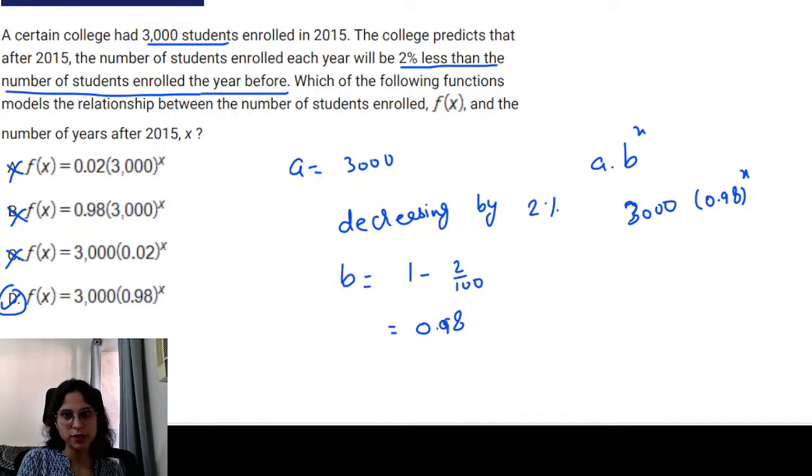So initial value is given, 2% less than, so you can find the factor. That's going to be 1 minus 2%, that is 1 minus 0.02, that's 0.98. Option A and option B were already wrong because the factor is not 3000, initial value is 3000.